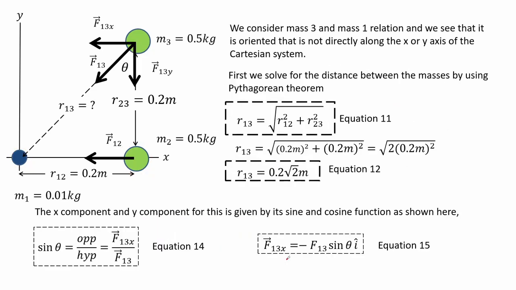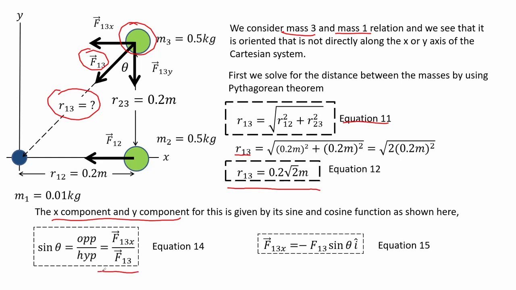We consider the mass 3 and mass 1 relation, and we see that it is oriented, that is, not directly along the x or y axis of the Cartesian system. First we solve for the distance between the masses by using the Pythagorean theorem as shown in equation 11. We see that the length between mass 3 and 1 is given by equation 12. The x component and y component for this are given by its sine and cosine function. For the x component it is given by equation 14, and we rewrite this to get an expression for the x component, and we get equation 15.